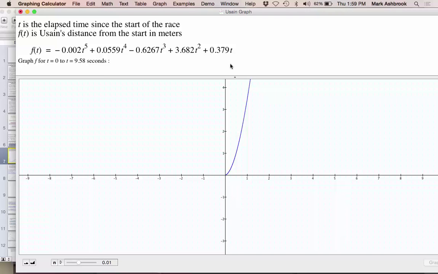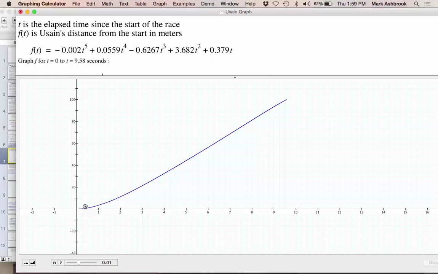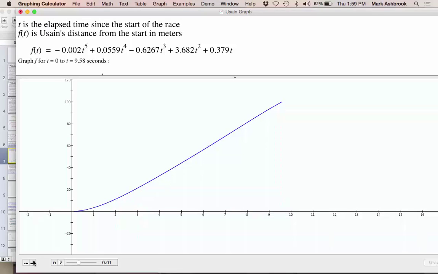You don't have to put it in. You don't have to worry about that. You can if you want. So we want to get a better view of this, so we want to zoom out on the y-axis to see this a little better. Okay, that's pretty good.